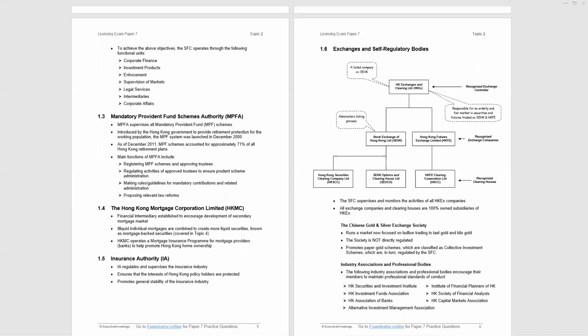And then finally, we have a number of industry associations and professional bodies that encourage members to maintain professional standards of conduct, and we've listed them. Hong Kong Securities Investment Institute, HKSI, which administers the exams that you're sitting. Hong Kong Investment Funds Association, Hong Kong Association of Banks, the Alternative Investment Management Association, Institute of Financial Planners of Hong Kong, Hong Kong Society of Financial Analysts, that's the world of CFA, and the Hong Kong Capital Markets Association.